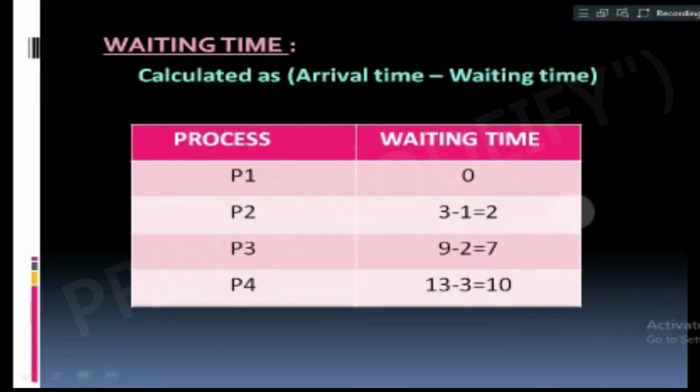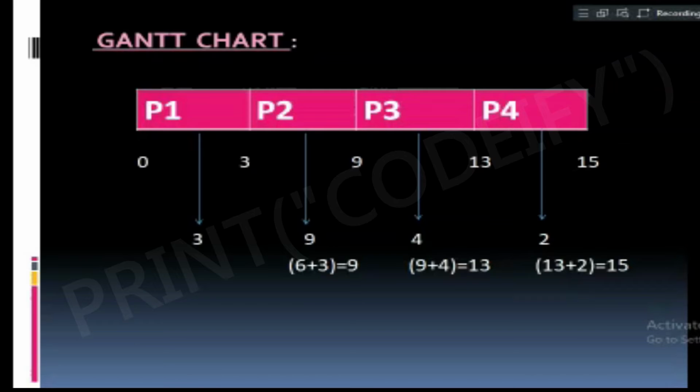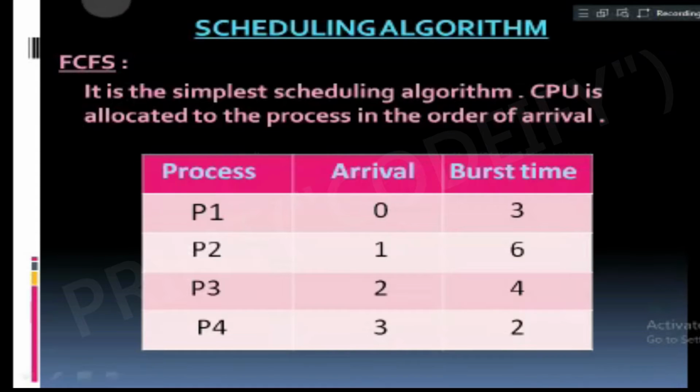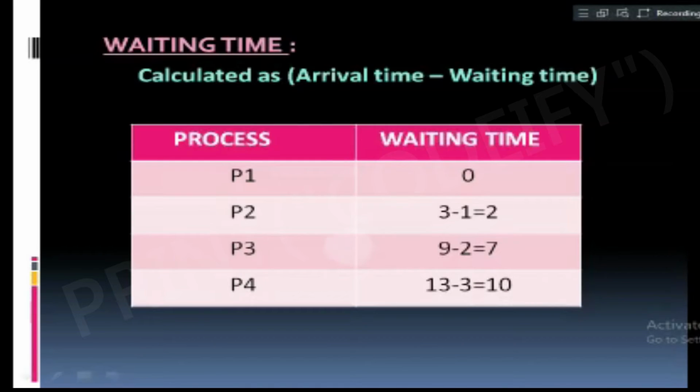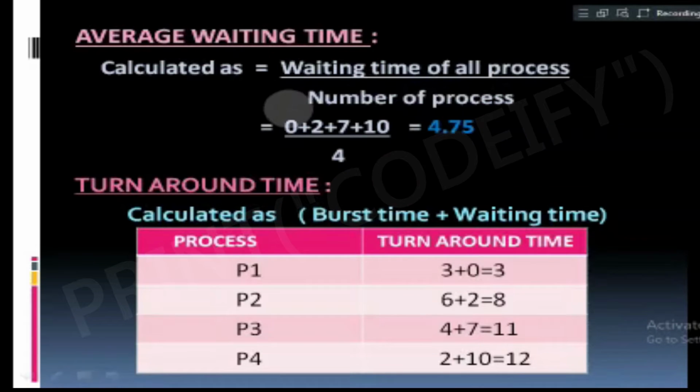Next we are going to construct waiting time. It is calculated as start time minus arrival time. So for P1 it is 0, and for P2 it is 3 minus 1, which gives 2. For P3, 7, and for P4, 10. Average waiting time is calculated as the waiting time of all processes divided by the number of processes, which gives 4.75.